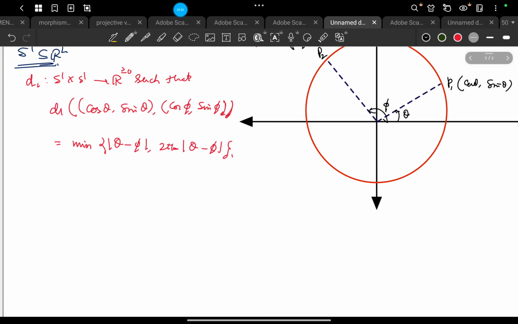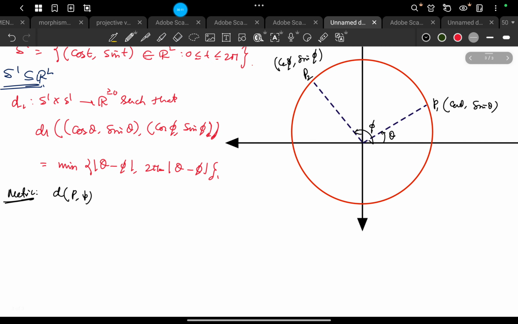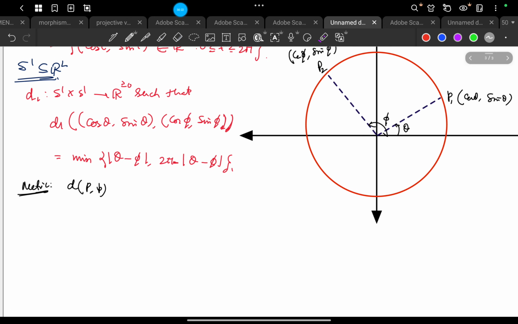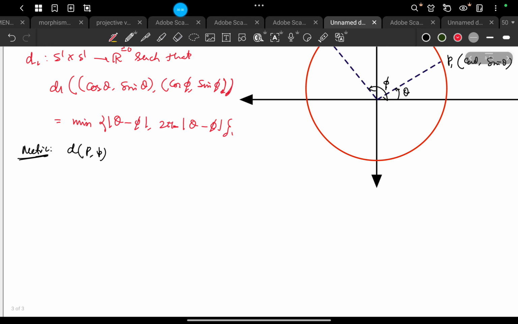So now there are several checks that this is a metric. In fact, you can check that d of p1 comma p1 is always 0, because if p1 and p2 are the same, then mod of theta minus theta is 0, so that will be 0 only for itself. Now the challenging part will be the triangle inequality.